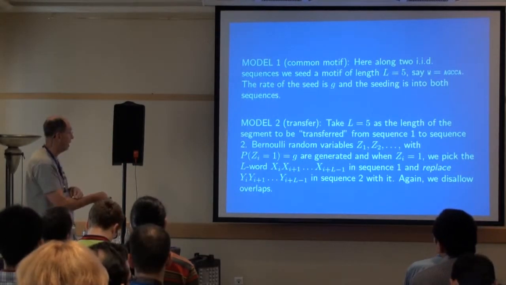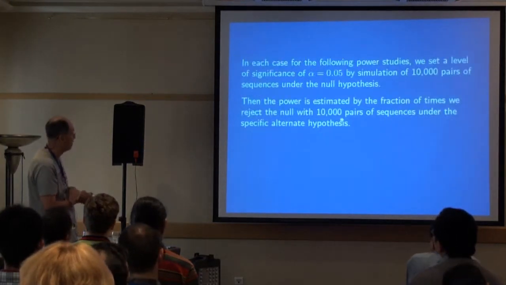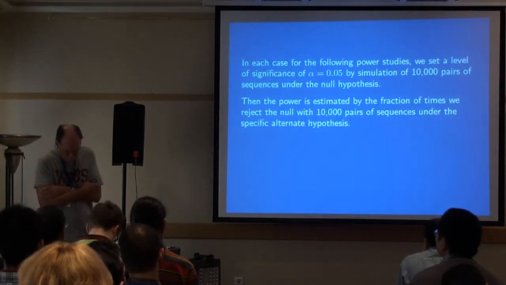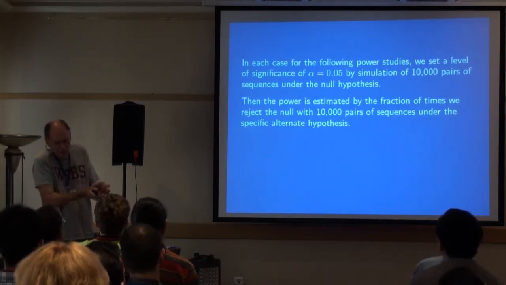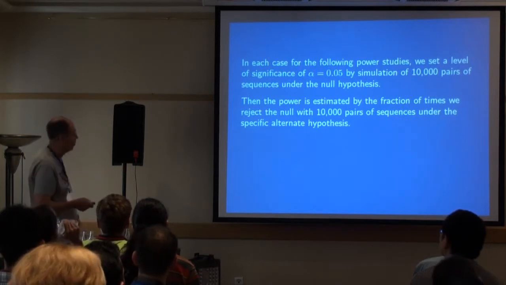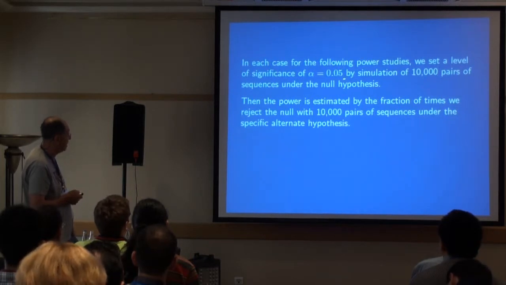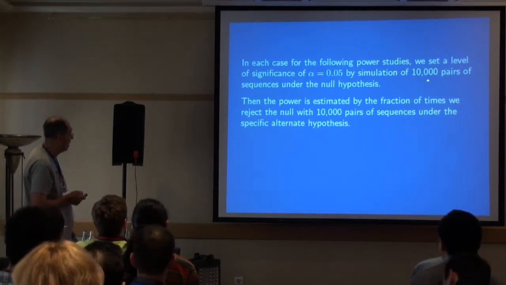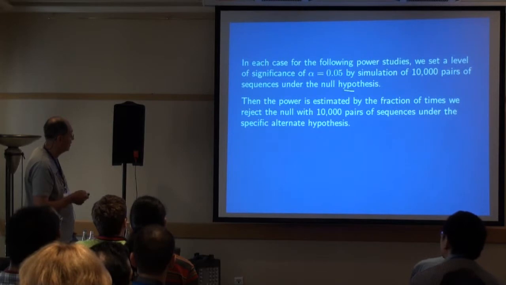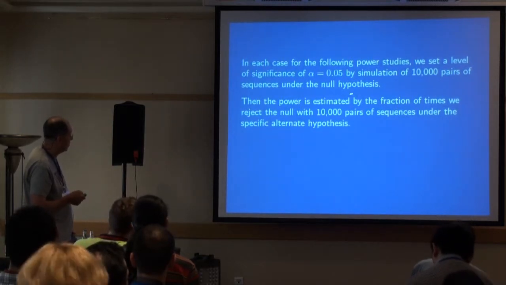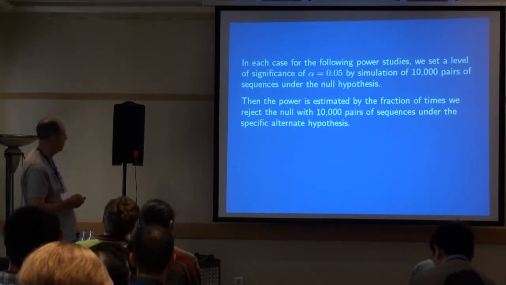And so this time, there'll be different patterns that are being transferred. But clearly, a lot of similarity between the sequences, but just much harder because you're not inflating one word count over and over again. So in these power studies, we take a level of significance of 0.05, do 10,000 pair of sequences, and that's where we get the test statistic for rejection of the null hypothesis, and then we look at the number of times we reject the null hypothesis under each of these alternatives.